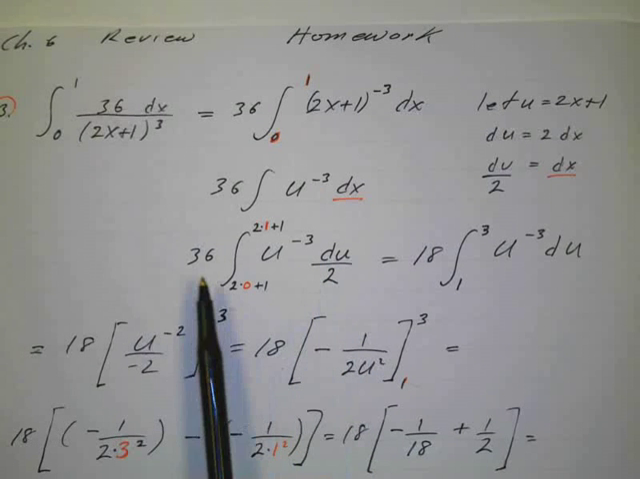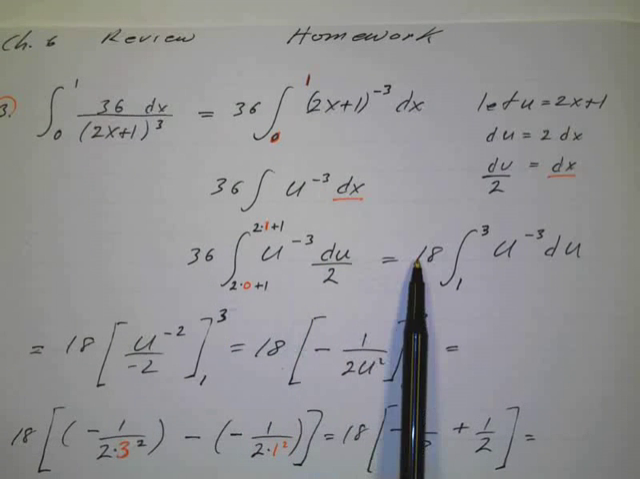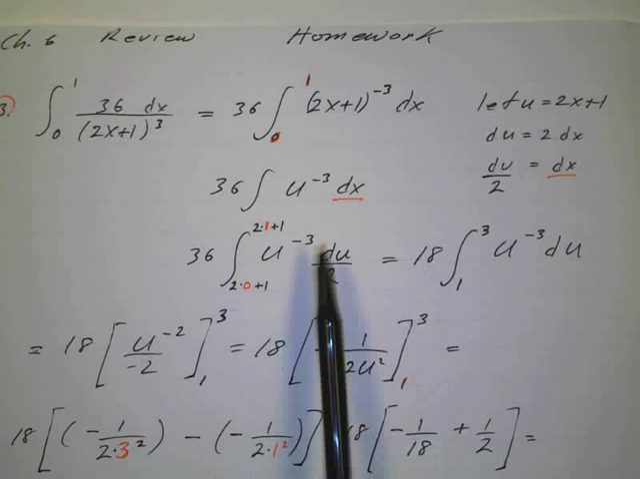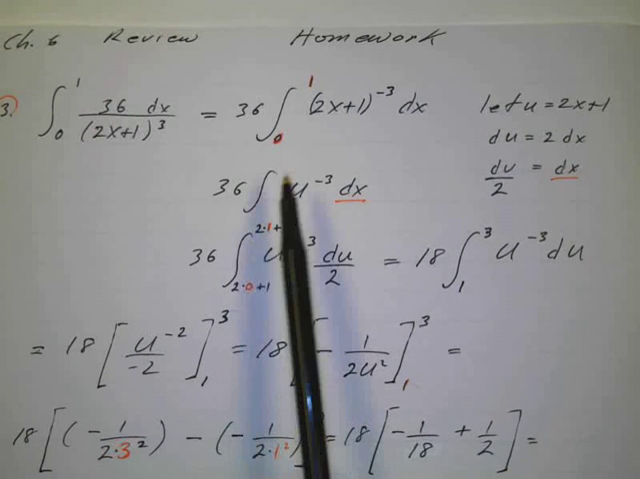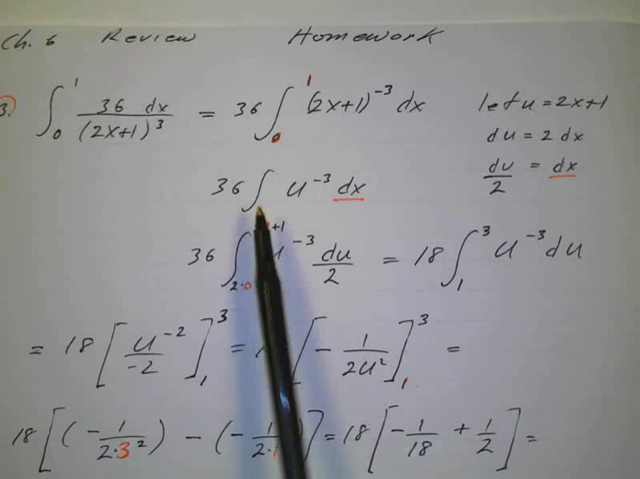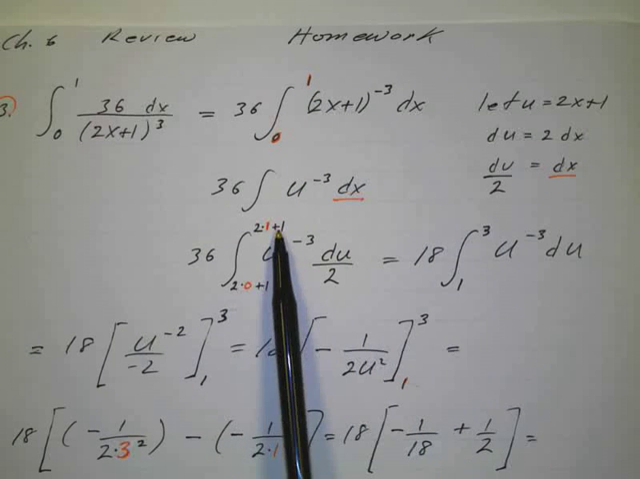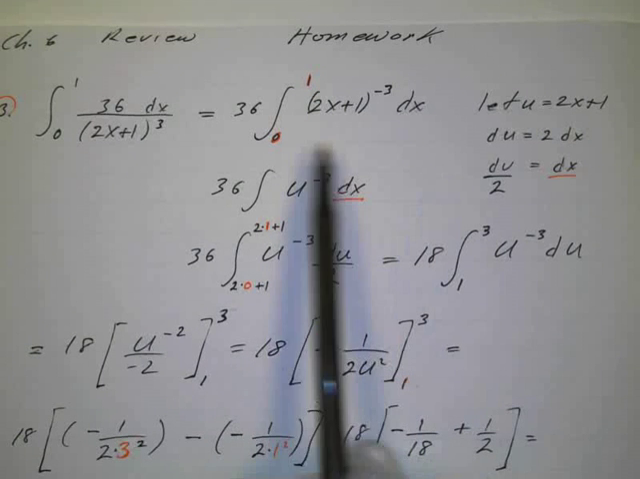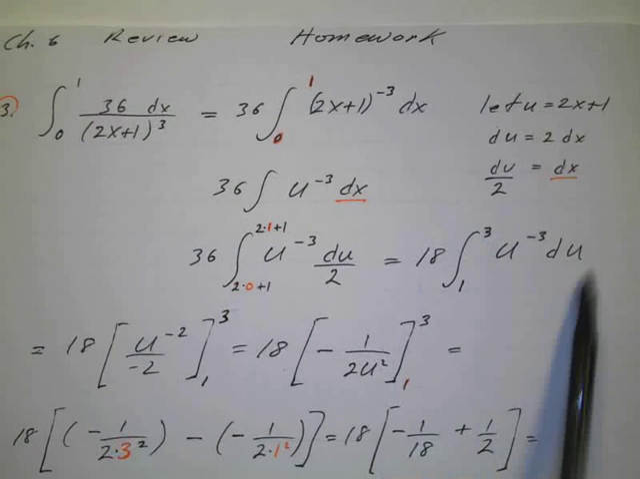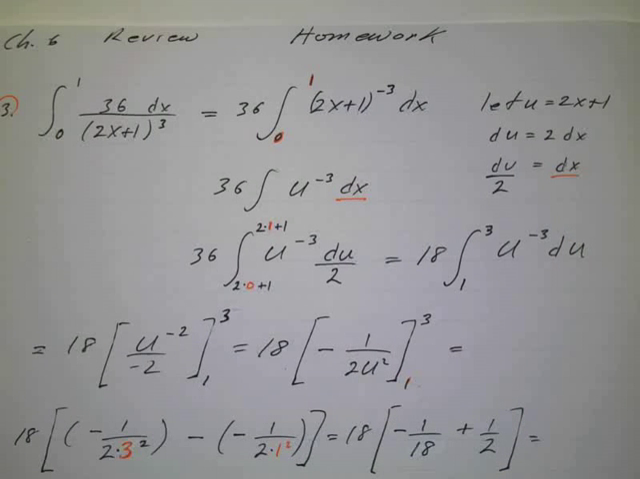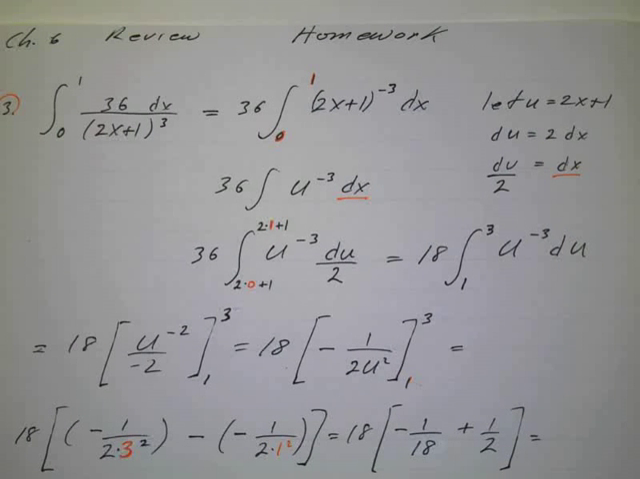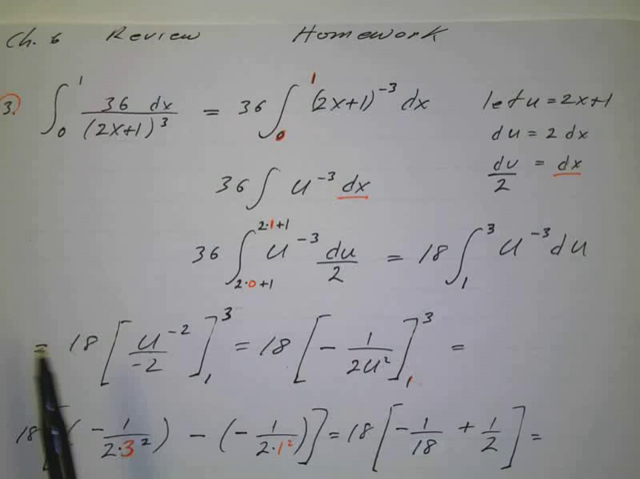I can bring the 2 out as 1 half, but 2 goes into 36 18 times, so I can fix that a little bit. And then when I change my limits, this is going to be 2x plus 1, so this will be 1. So 2 times 1 plus 1 is 3. And 2 times 0 plus 1 is 1. So those are my new limits. This is my derivative all ready to go. Take a look at that and make sure it all makes sense.